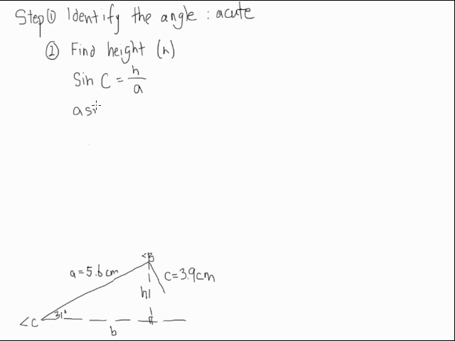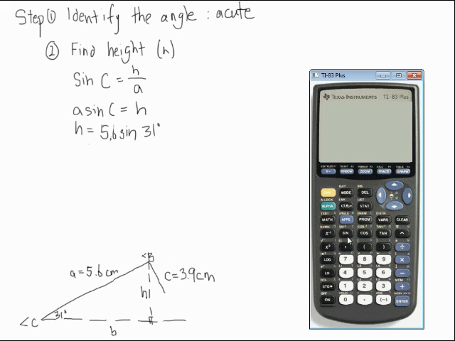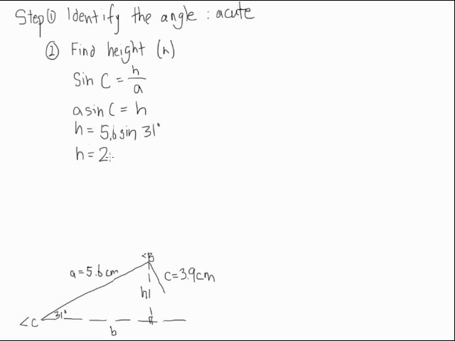So A times sine C equals H. So H equals, A is 5.6, and angle C is 31 degrees. So let's see what that is equal to. I'm going to go 5.6 times sine 31. Close the brackets. And my calculator is in degrees, not radians. So I get the correct answer of 2.884. Okay. So I'm going to give two decimal places. H equals 2.9 centimeters.